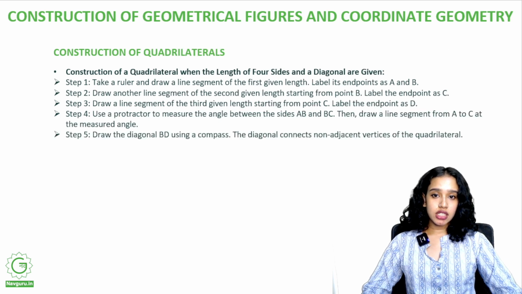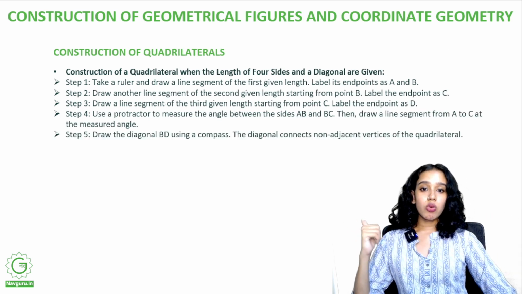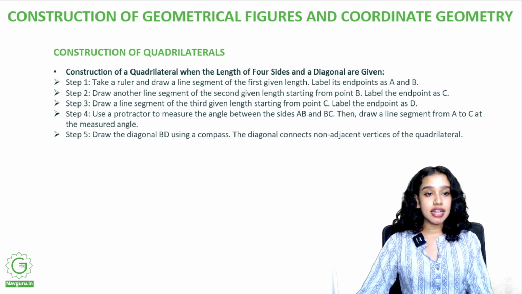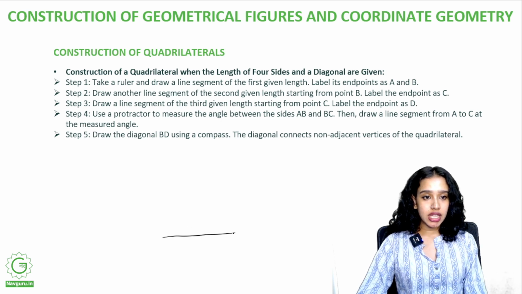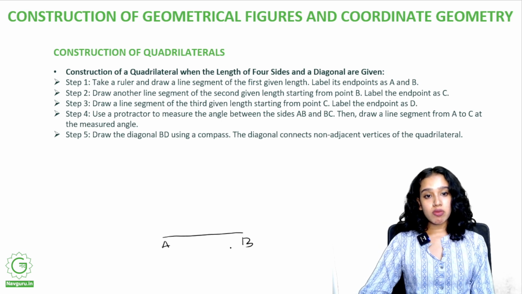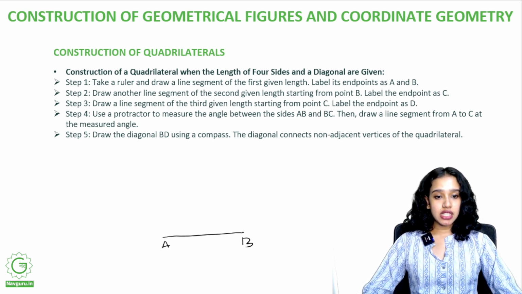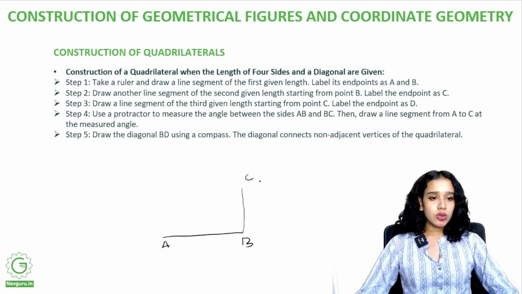Now let's move on to the next thing, which is the construction of quadrilaterals, right? Now what do we do to construct a quadrilateral? We have length of 4 sides and a diagonal given. So we'll take a ruler and draw a line segment AB, right? We'll draw another line segment of the second given length starting from point B, label it endpoint C. So we'll do the second line, right? Draw a line segment of the third length starting from C. So what do we do?